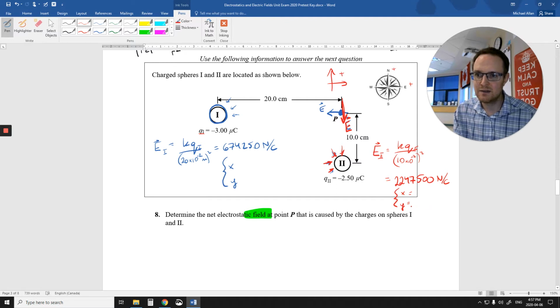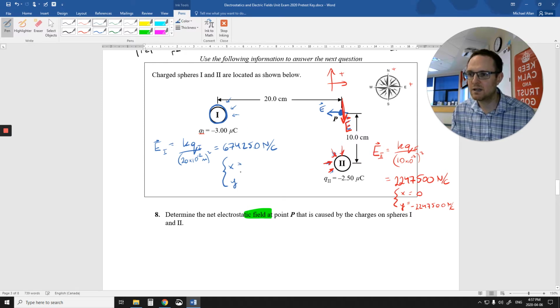So I got negative 2,247,500, so negative 2 million newtons per coulomb downwards in the Y direction. And the reason that's all there is because I have no X component. Now on my other one here, it's all X. So it's going to be negative 674,250, and then I have 0 Y because it's going straight across here. Sorry, you can't see my cursor sometimes. So it's going straight across while the other one's going up and down. So that's why it looks like that.